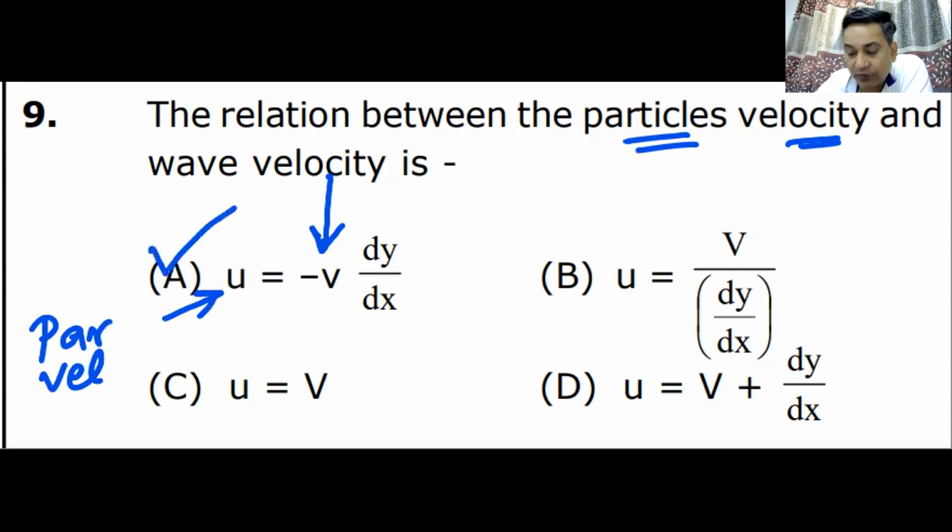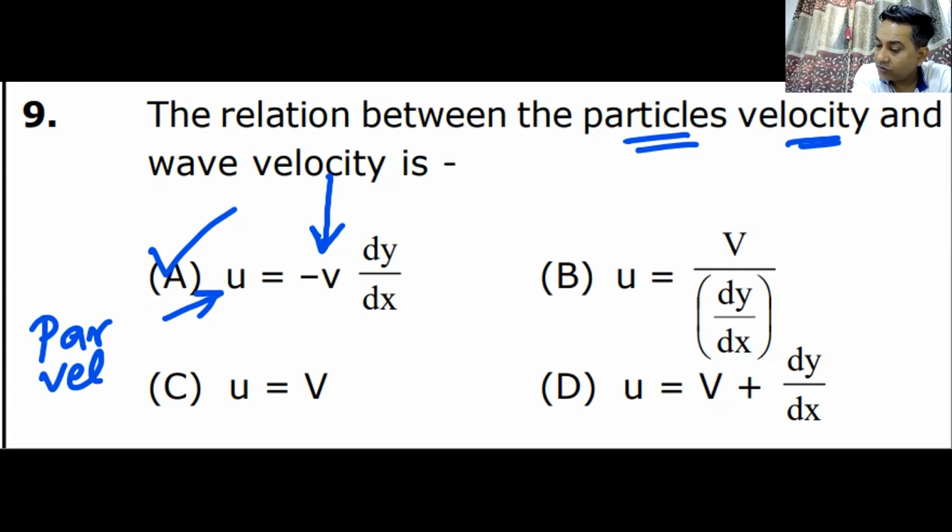We have not discussed the relation, but you will just remember this formula. Particle velocity U is minus V dy by dx, where U is the particle velocity, V is the wave velocity, and dy by dx is the derivative of y with respect to x. Can you remember this for me? Yes or no? That was question number 9.